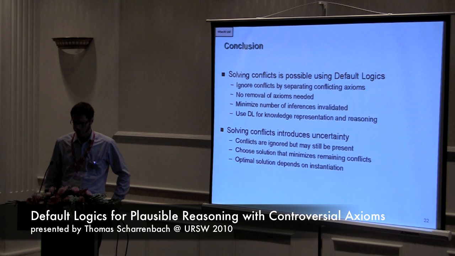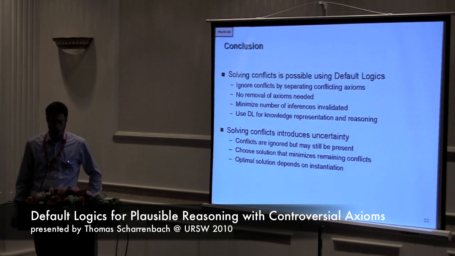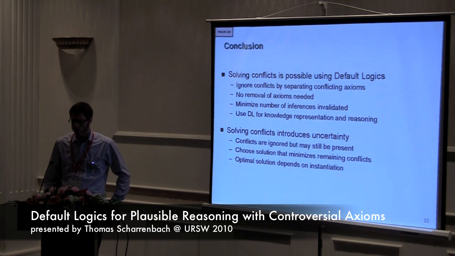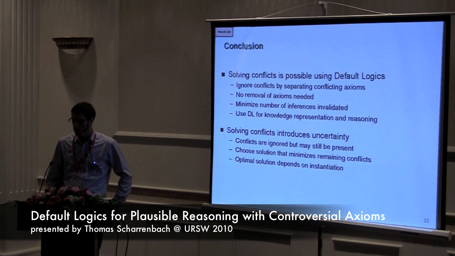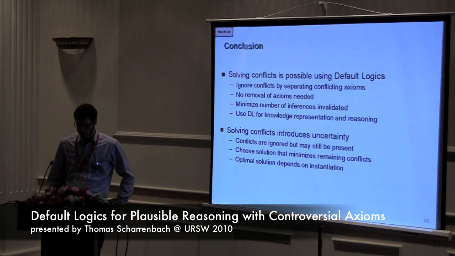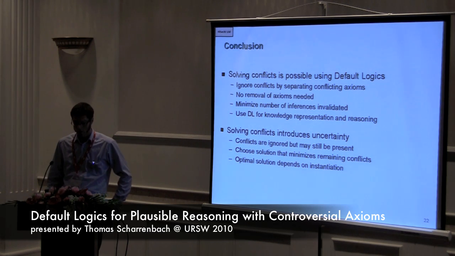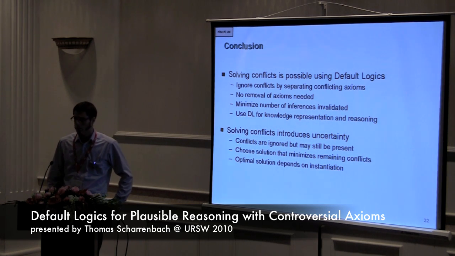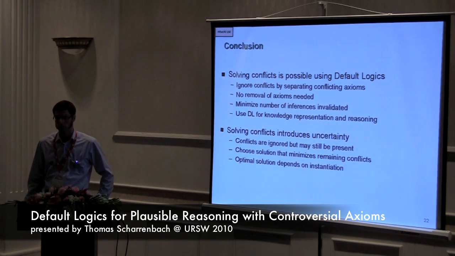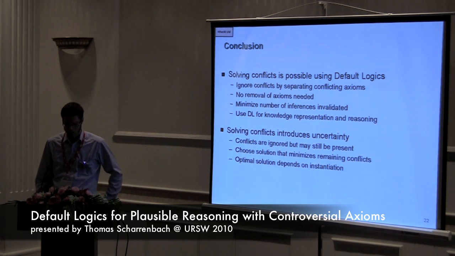So to conclude, we are indeed able to perform reasoning on ontologies that contain controversial axioms that lead to unsatisfiable concepts. We can keep all the explicitly stated information, so we don't have to delete anything that the domain expert put in. The solution to this task is non-deterministic, and we hence have to apply an optimization process. The conflicts in turn are ignored during reasoning, but they may still exist in the resulting knowledge base.